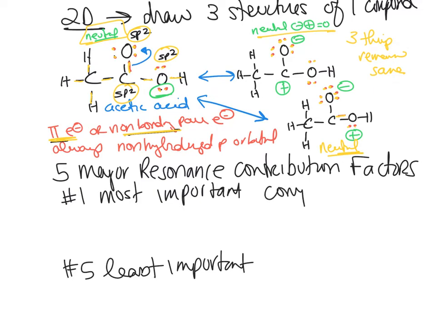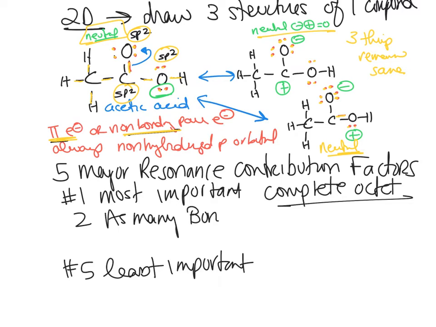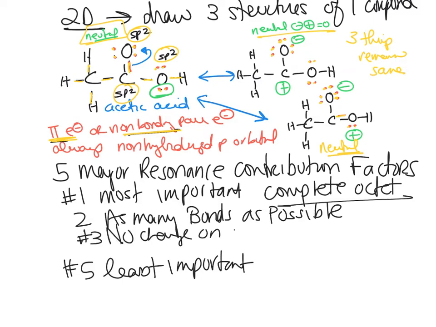So the number 1 is for every atom to have a complete octet. That's number 1. Number 2, to have as many bonds as possible. Number 3, no charge on an individual atom.